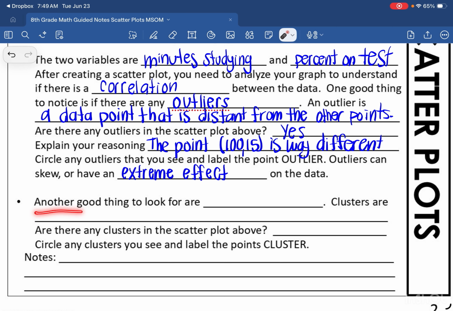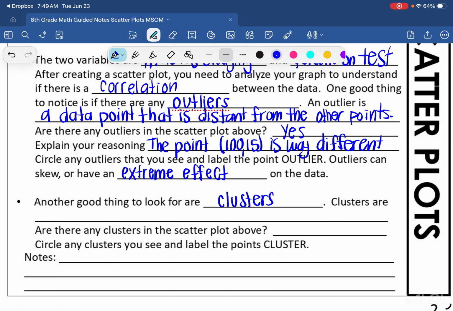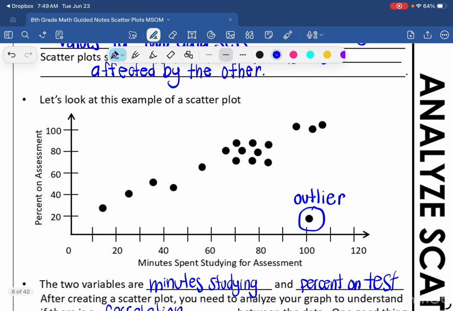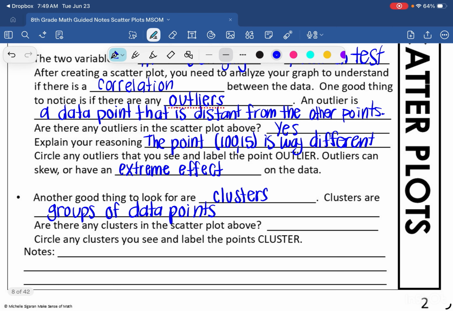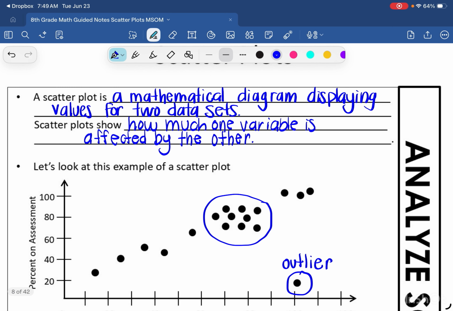Another good thing to look for are clusters. Clusters would be a group of data points. Are there any clusters in the scatter plot above? Let's go up here, and I notice this right here. That is a group of points that are close together. So yes, there is a cluster on the scatter plot above. Circle any clusters you see and label the points cluster. Circled it already, we're going to label it cluster.